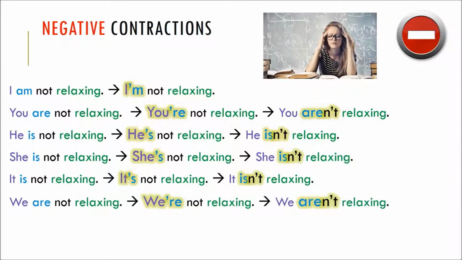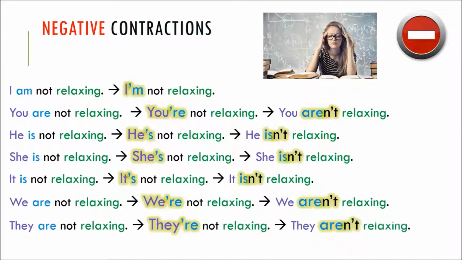We are not relaxing. We're not relaxing or we aren't relaxing. They are not relaxing. They're not relaxing. They aren't relaxing. So once again, just to repeat, for all of the subject pronouns, you, he, she, it, we, they, you have two options. But for the subject pronoun I, you only have one negative contraction option. I'm not relaxing.